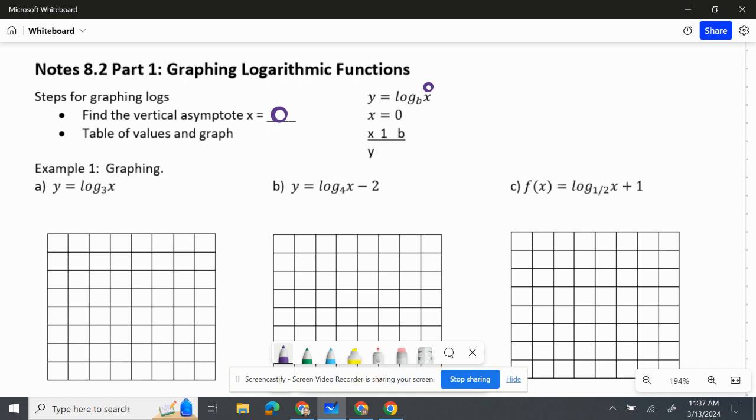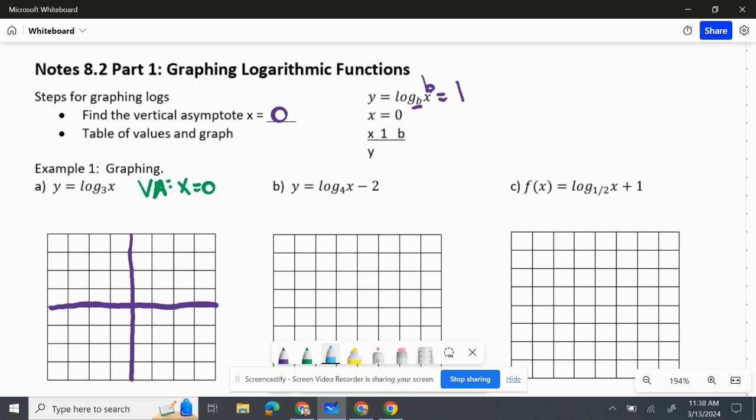Then what we're going to do is find the table of values. The two values that we're going to use are 1 and b, because we know that when we find the log of 1, it's always 0. And whenever we have the log of b, b being whatever our base is, that makes the log equal to 1. So when we're looking at our first one, what we want to do is come up with our vertical asymptote. And once again, this time we're going to have all the vertical asymptotes be at x equals 0. And then when we have parentheses, we'll start seeing how it shifts left and right.